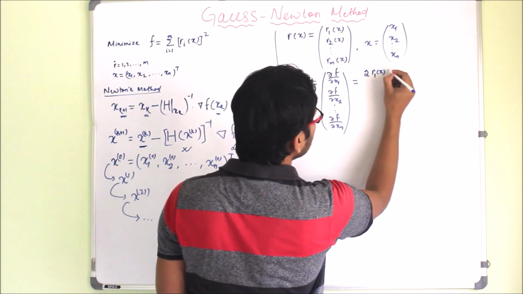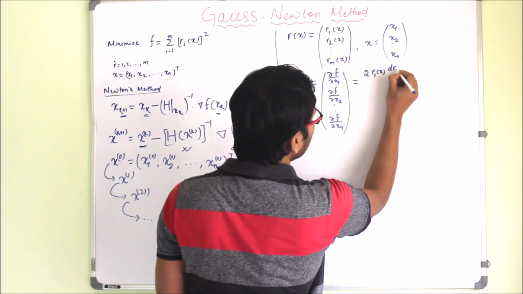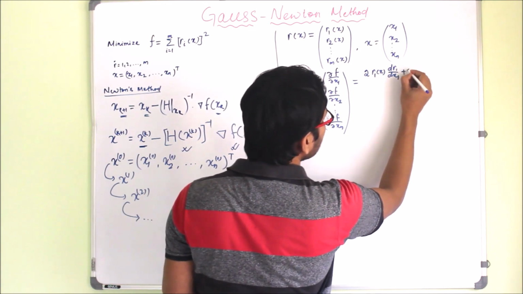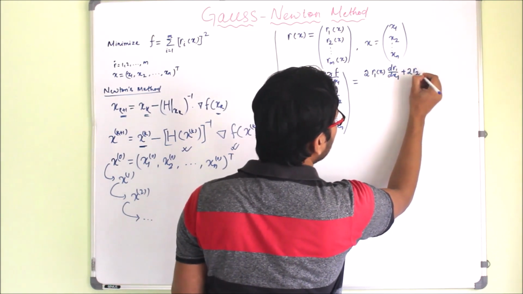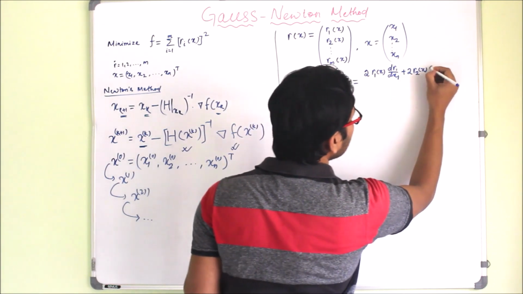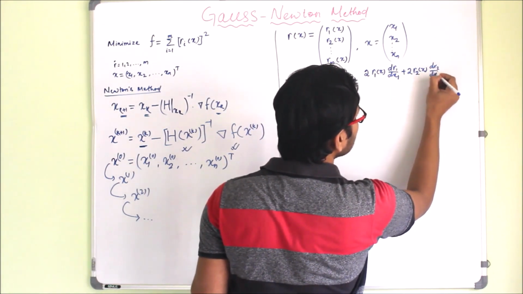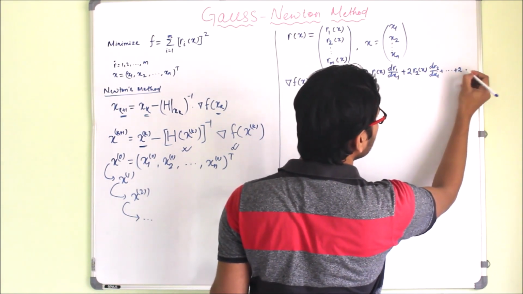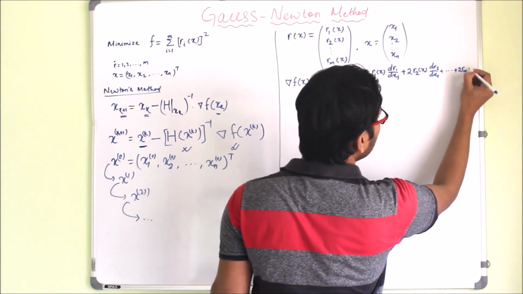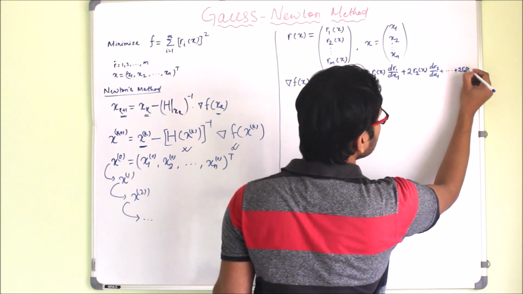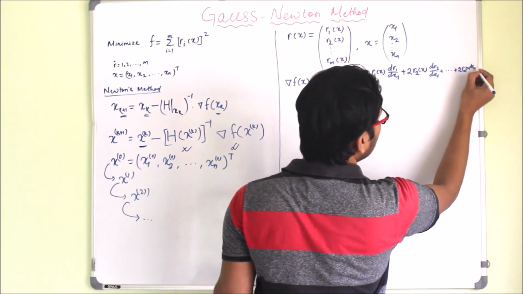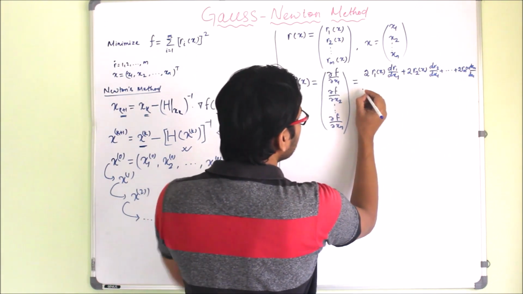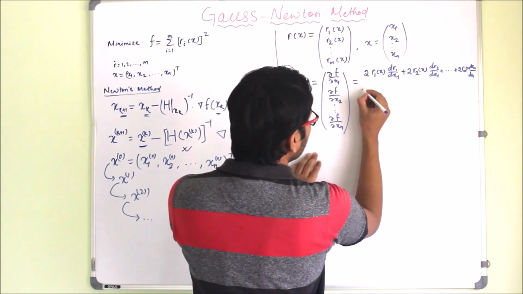r1(x) dr1/dx1 plus 2 r2(x) dr2/dx1 plus and so on, and the last term will be 2 rm(x) drm/dx1. Similarly, the second entry will be what?